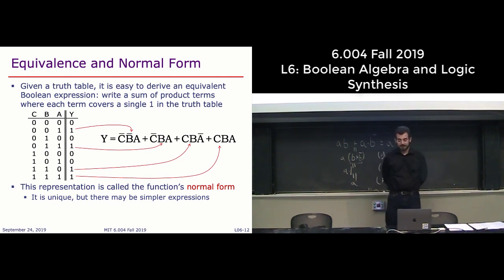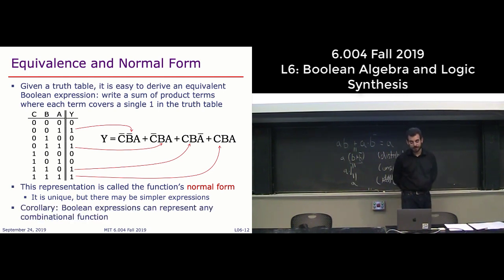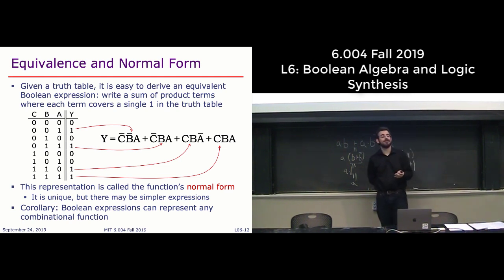This normal form is unique, but it's not the simplest thing you can do generally. In general, we're going to see that there are ways to write expressions that are simpler, and simpler expressions are good because they result in simpler circuits. But the corollary here is that given a truth table, you can always derive a Boolean expression for it. Given a Boolean expression, you can derive the normal form by turning it into a sum of products and then write the truth table, and so they're equivalent.